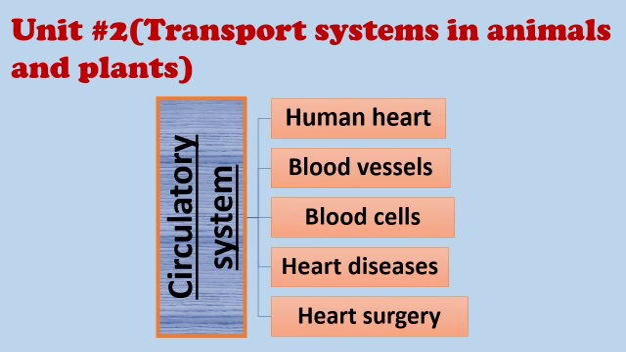So dear students, you all know that we have completed our reading of unit number 2, transport systems in animals and plants. In this unit, we have discussed the circulatory system. In this system, we have learned the human heart, blood vessels, blood cells, heart diseases, and heart surgery.